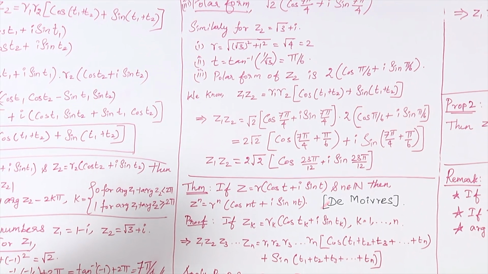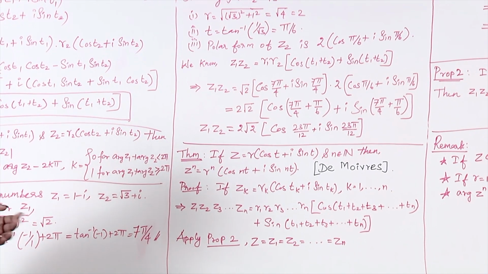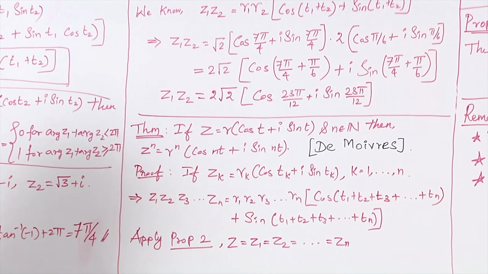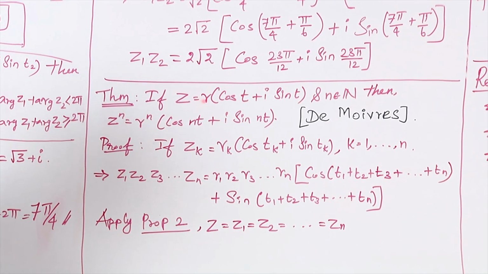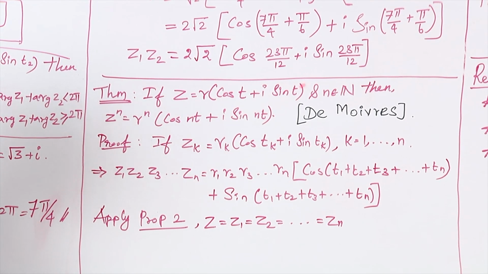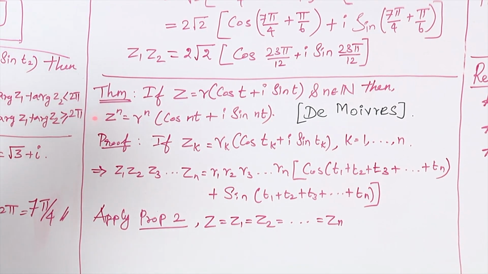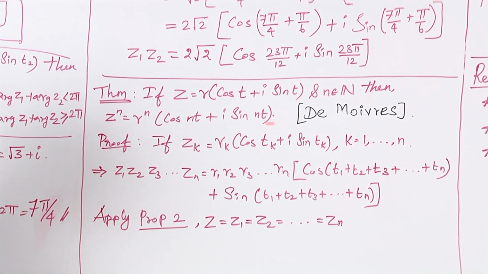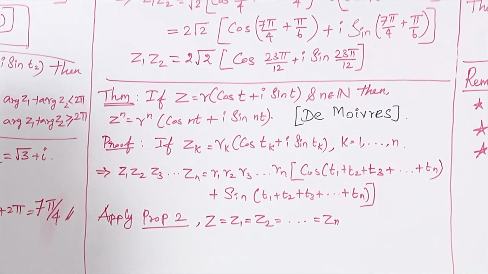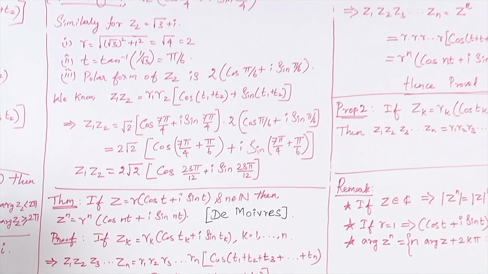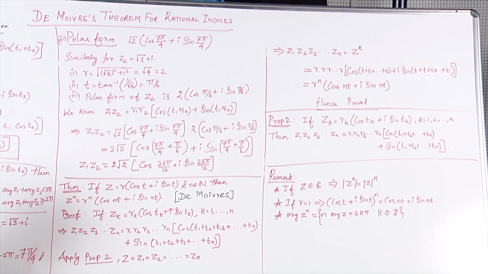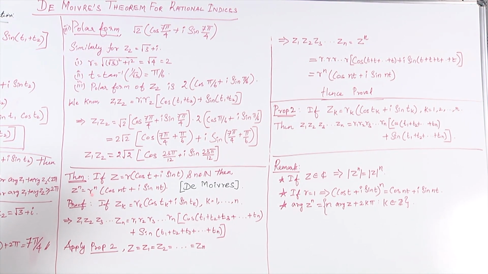Now, we have the main theorem in this chapter, the de Moivre theorem, something that we will be constantly using henceforth. If Z is equal to R cos t plus i sin t and n belongs to N, then Z power n is equal to R power n cos nt plus i sin nt. Whenever you raise a complex number to the power n, the radius is also raised to the power of n, whereas the angles are amplified by n. That is the way to remember de Moivre's theorem.